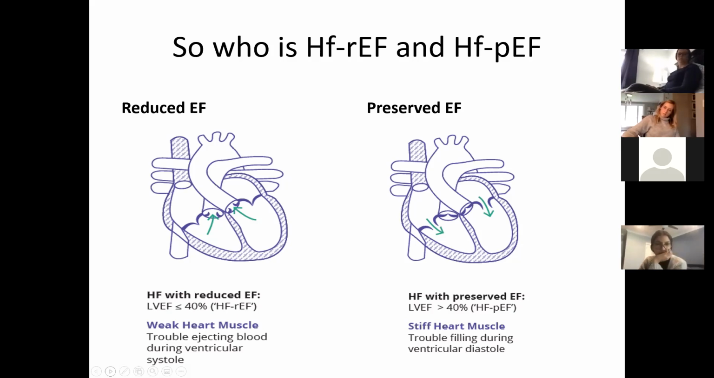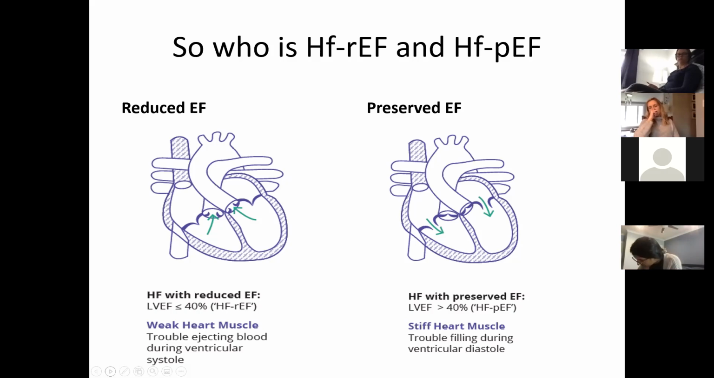And basically their problem is not to do with strength of contractility, but more the inability to relax and let the ventricle fill. And so they have all the clinical symptoms of heart failure, but when they do an echo, their ejection fraction is greater than 40.